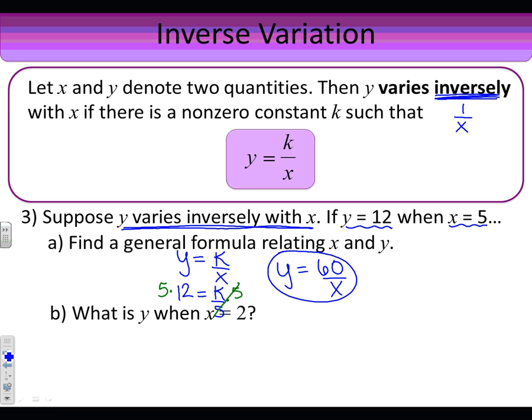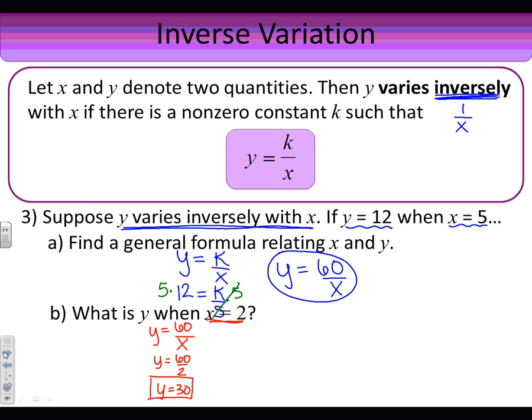So we can use our general formula now. We have that y equals 60 over x, which represents this particular situation. So in this particular situation, when x is 2, y is going to be 30.